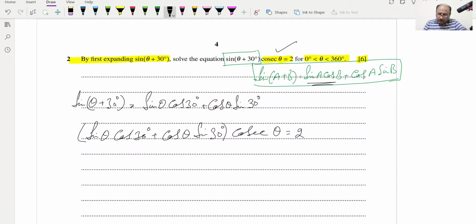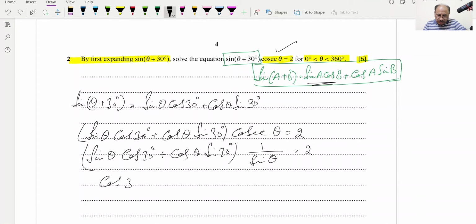is equal to 2. Cosecant theta we can write as 1 over sine theta, so our equation will become sine theta cos 30 degrees plus cos theta sine 30 degrees, and this will be times 1 over sine theta is equal to 2. Now further we can multiply this inside the bracket, so sine will cancel with sine and remaining will be cos of 30 degrees, plus cos theta over sine theta, which we can write as cotangent theta, and this will be times sine of 30 degrees is equal to 2.